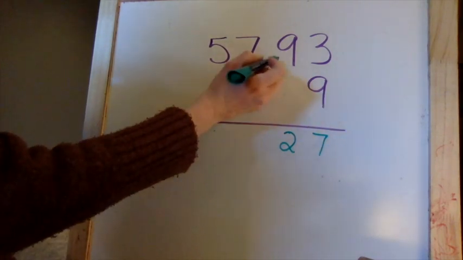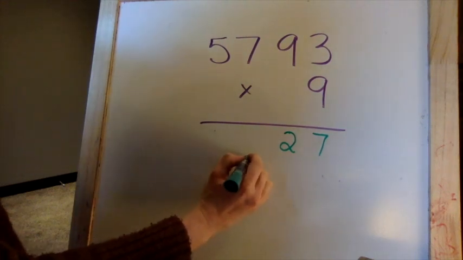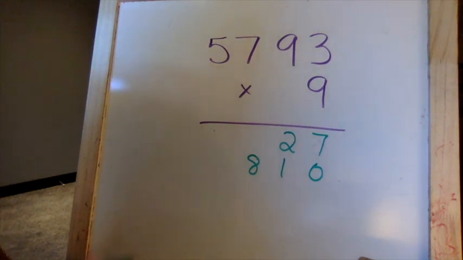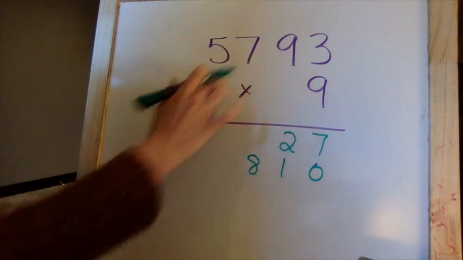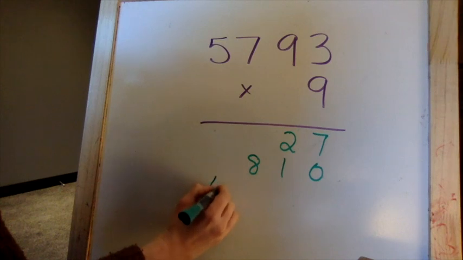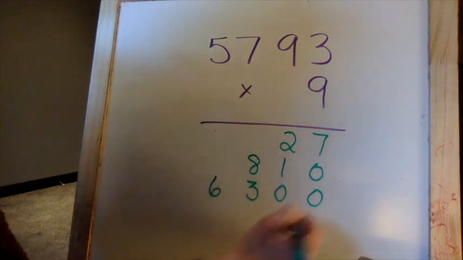Then I move on to 9 times 90. So 9 times 9 is 81. 9 times 90 is 810. So I have 800s, 1 10, 0 ones. Now I'm going to move on to 9 times 7. 9 times 7 is 63. 9 times 700 is 6,300. So I have 6,000s, 300s, 0 10s, 0 ones.